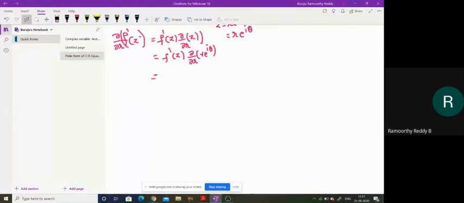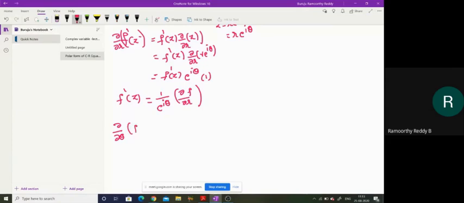Now see, this is equal to f dash of z into, now ∂/∂r means theta is constant, right? e^{iθ}. Now ∂/∂r of r is like ∂/∂x of x, which is 1, so therefore it is 1. So from this it is clear that f dash of z equals e^{iθ} times 1 by e^{iθ}... f dash of z equals 1 by e^{iθ} into ∂f/∂r, right? Now similarly you do with ∂/∂θ.